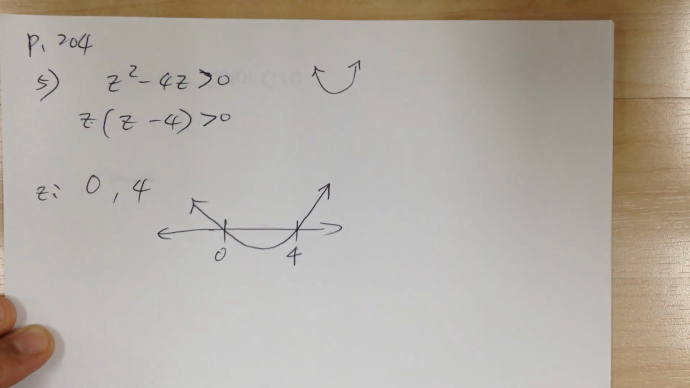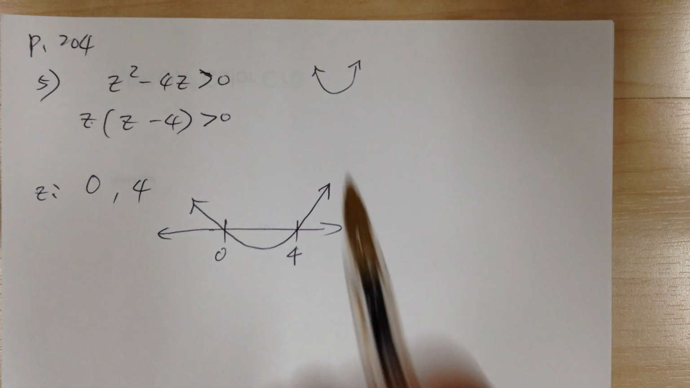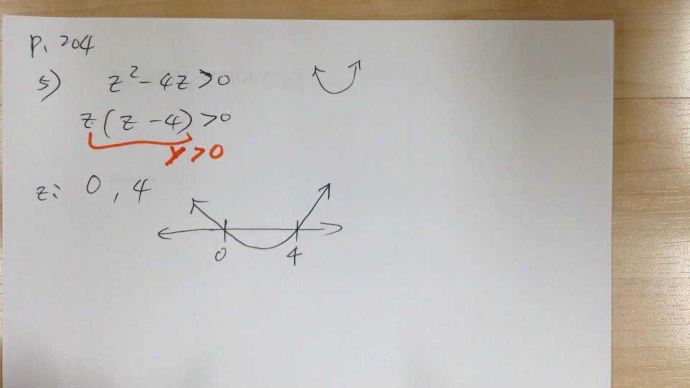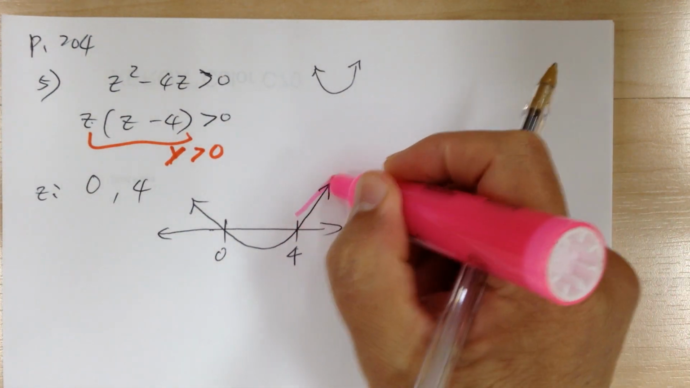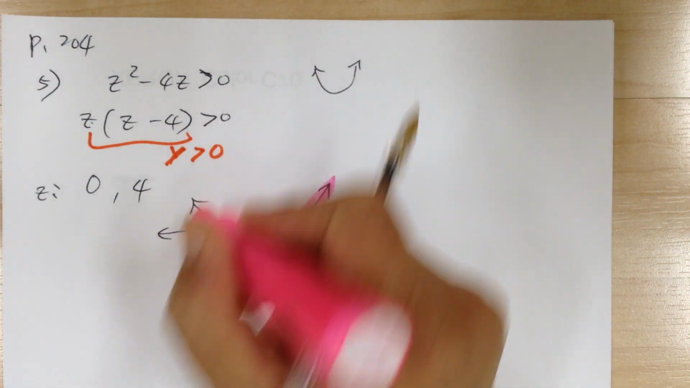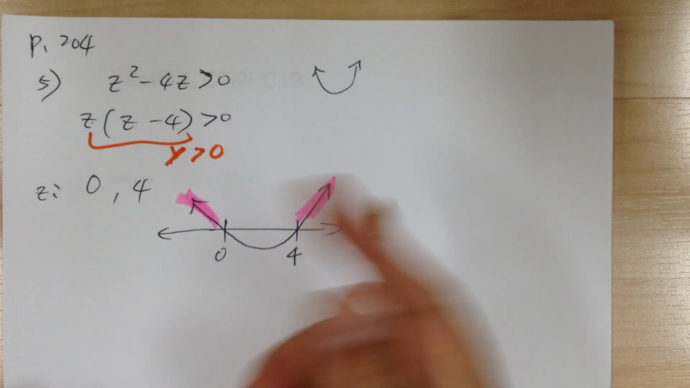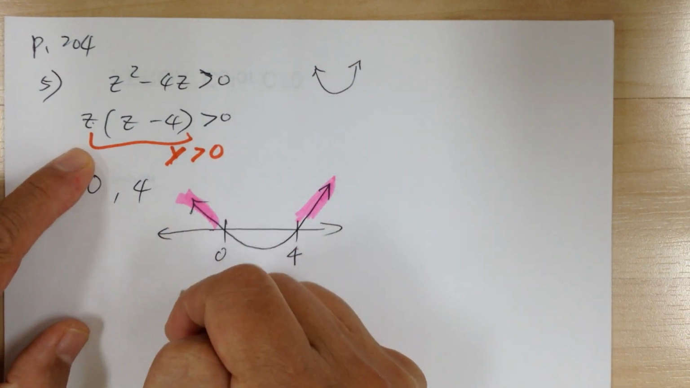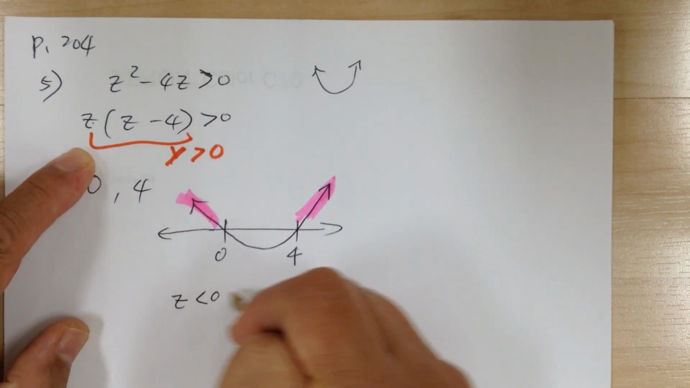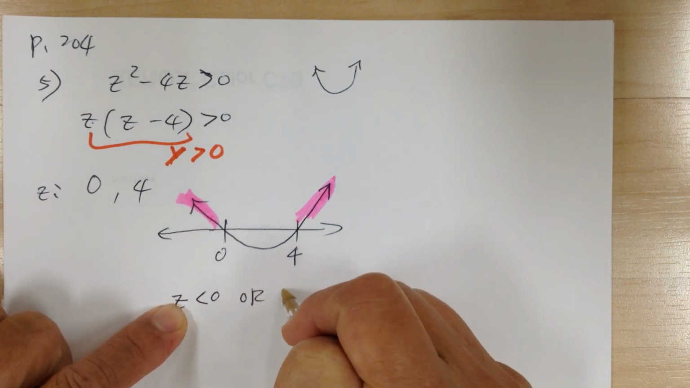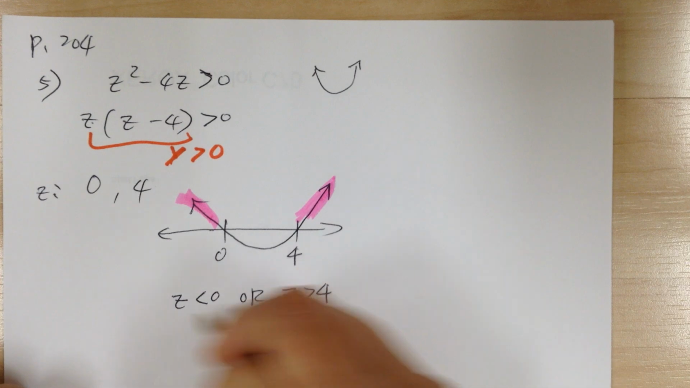Again, you have to look at this as a y, so you've got y greater than 0. Y greater than 0 is this part right over here. Now you have to switch back into the z. In this case, you're going to get z is less than 0, or z is greater than 4.